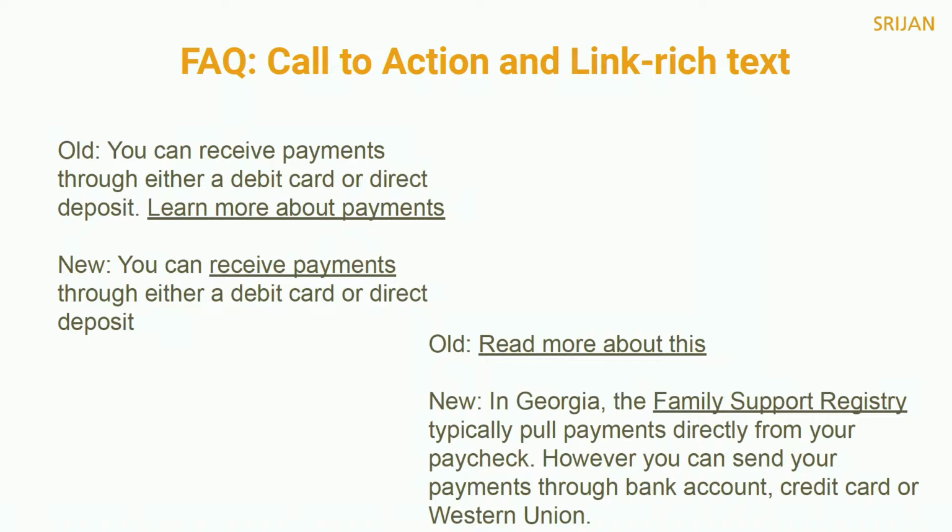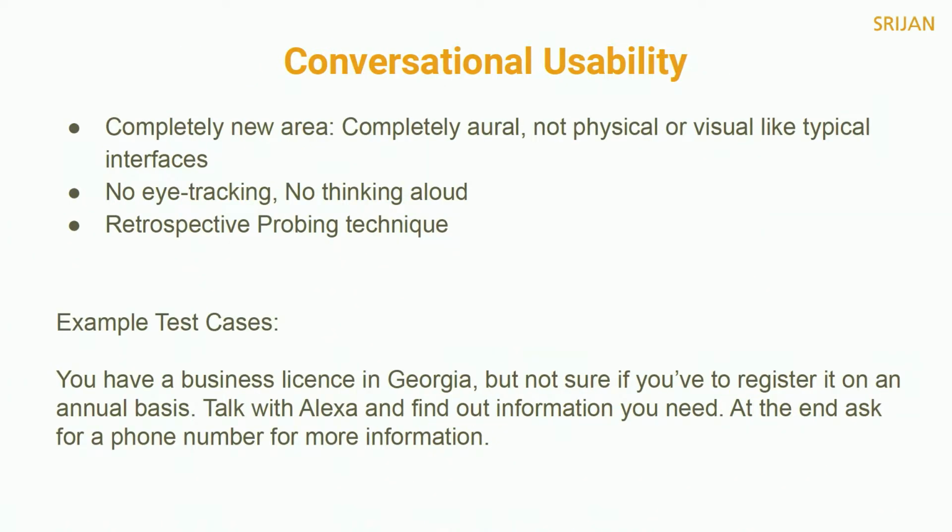So if the same content is being served over web, a user can click on receive payments and go to that link. And if the same content is being served on Alexa, there is a clear contextual meaning of that word. So the context becomes very important.